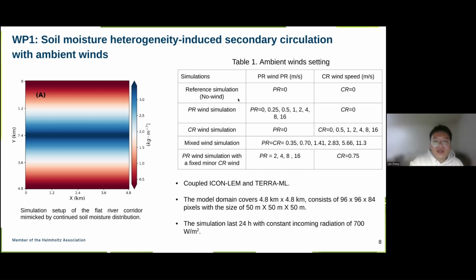And we add some ambient winds from different directions and with different amplitudes. We have wind across the river, wind parallel to the river, or wind directions in between, which is the mixed wind. On the right side are the wind settings. The wind speed ranges from 0 meters per second to a maximum of 60 meters per second. Here, the model domain covers 4.8 by 4.8 square kilometers and consists of 96 by 96 pixels with a size of 50 meters. The simulation lasts 24 hours with a constant incoming radiation of 7 watts per square meter.